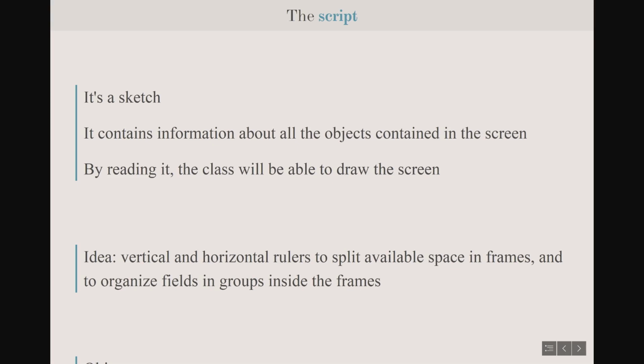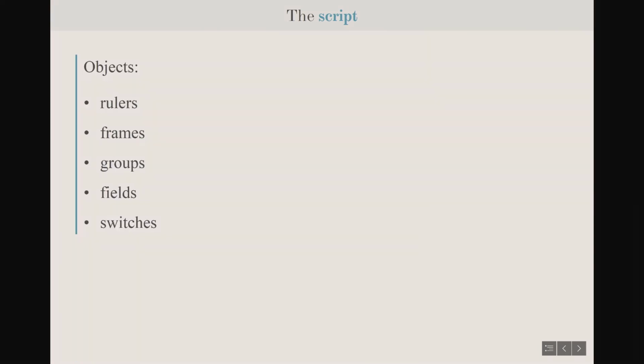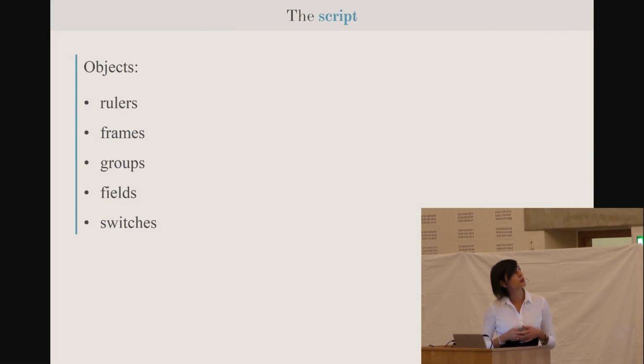So basically, the idea is to use a certain number of vertical and horizontal rulers to split available space in frames, and to organize fields in sequences or matrices in groups inside the frames. So in the script, I will have to define all these objects. I will have to specify rulers and use them to build the frames. And then I will have to describe their contents, arranging fields into groups inside frames.